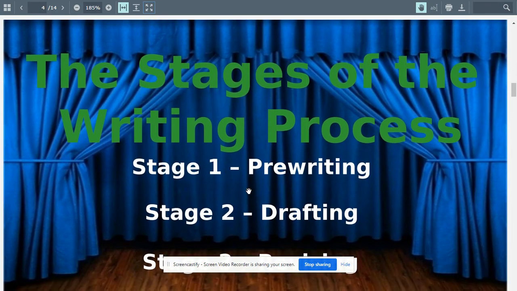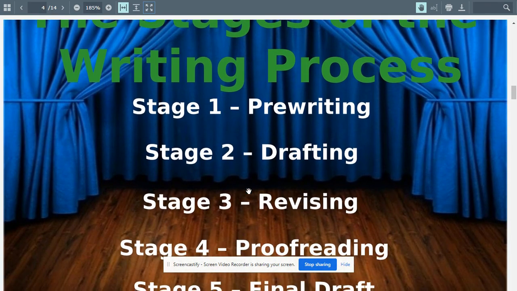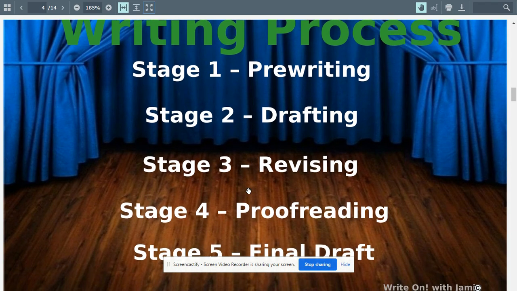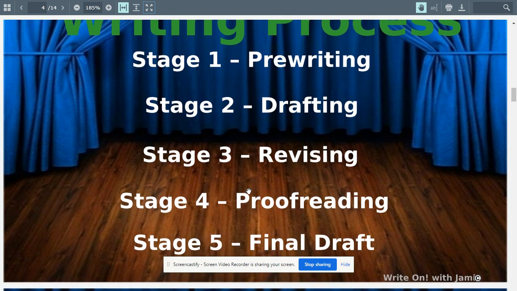All right, the stages of the writing process. Here is number 1, 2, 3, 4, and 5. What are the stages of the writing process? So on your desk, you have guided notes. Stage 1, pre-writing. That's where you're going to just jot down your ideas and figure out what your topic is if it's not assigned, and what you want to say about that topic.